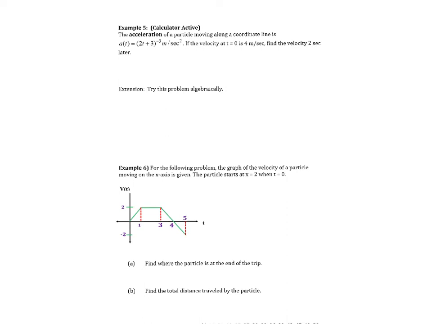All right, example 5, last slide for these notes for 6.1. It says the acceleration of a particle moving along a coordinate line is given by a of t is that thing. Okay, first of all, when I see calc active, the first thing I'm going to do is plug my function right in for y1. So I'm going to set this thing equal to y1. Okay, so go ahead and do that on the side. I'll do it in just a moment here.